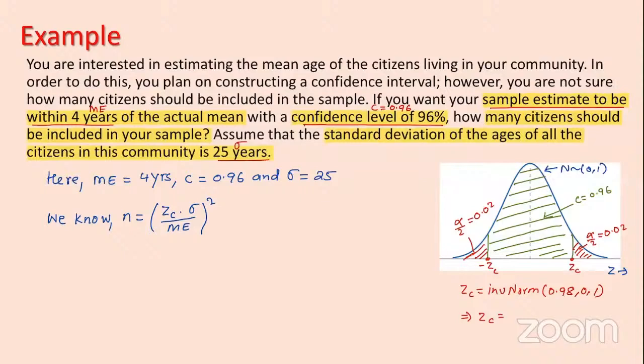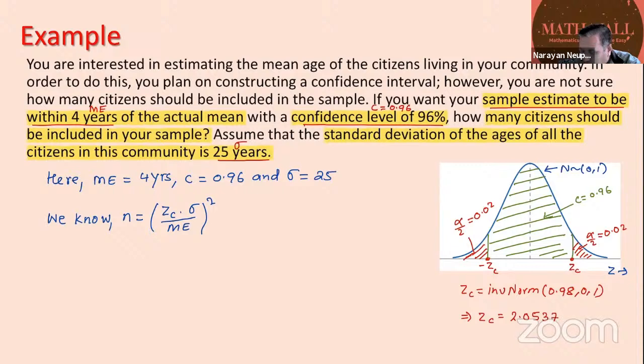2.0537. Yes, that's right. 2.0537 is the Z critical. The reason we are calculating this Z critical is to plug into that formula there. So let's plug in and find the value of sample size.